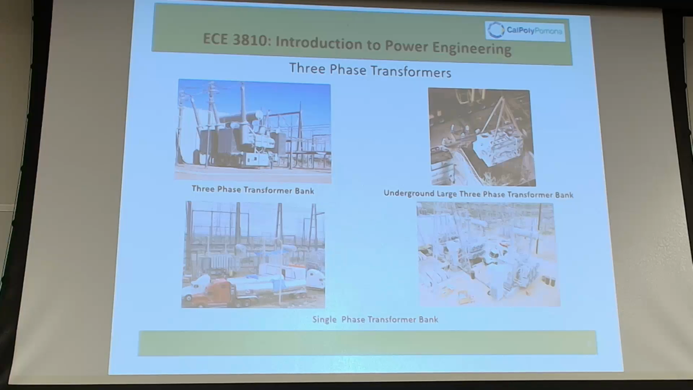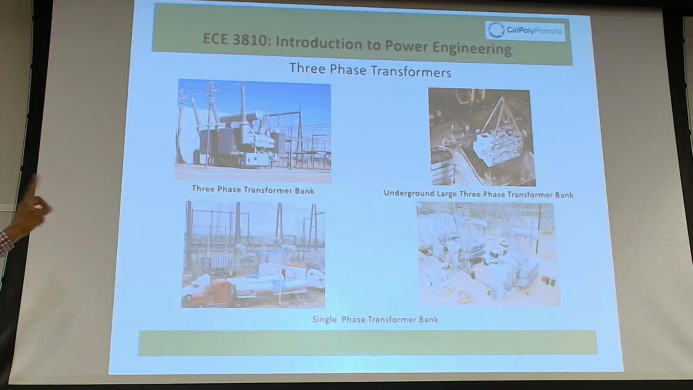It takes a long, long time from the time you order to the time the utility actually gets it in their hands, because the process of designing is long, manufacturing is long. So obviously, a lot more expensive. That's a three-phase transformer, the one right on top. You can see phases A, B, and C.